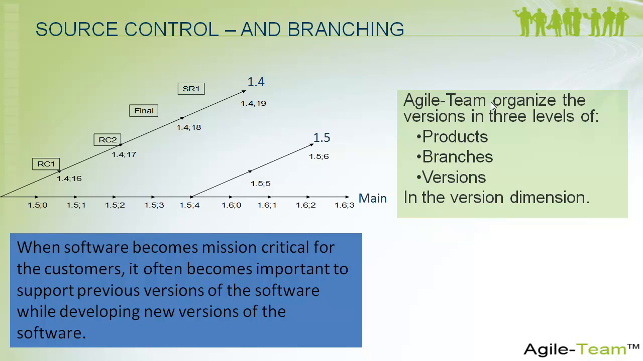When software becomes mission-critical for the customers, it often becomes important to support previous versions of the software in separate branches while developing new versions of the software is done in the main branch. If we look at the tree to the left, we can see there are three branches, which are named 1.4, 1.5 and main. The individual releases in this example are named from release candidates, over final release, to service releases.